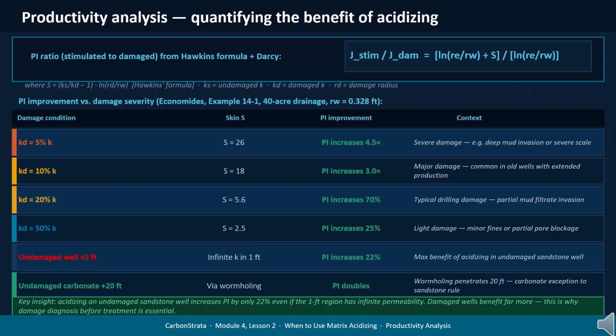Now step back. This table is not about acid strength. It is about where the pressure drop exists. If pressure drop is near the well, removal gives large gains. If pressure drop is in the reservoir, near-wellbore improvement does little. So use this slide to decide one thing. Is the well controlled by skin, or by the reservoir?